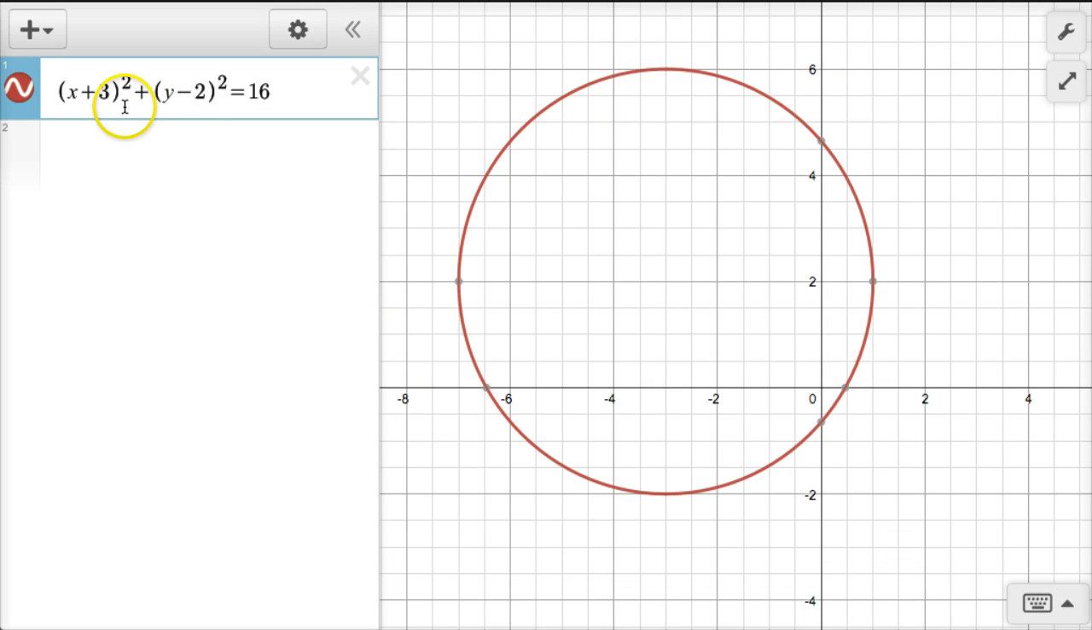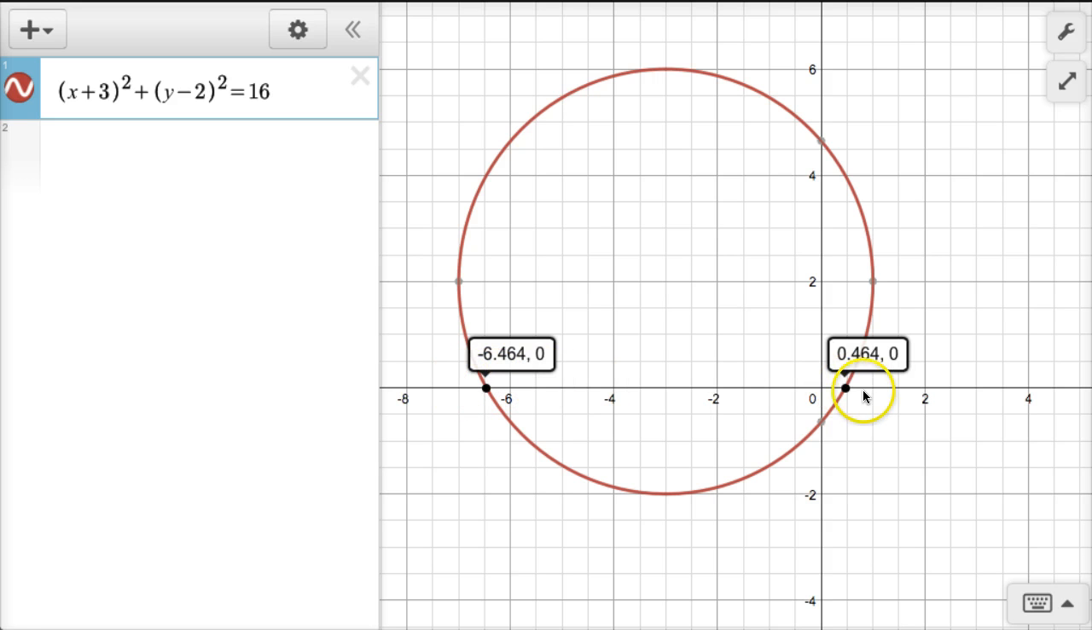We can graph this circle. So here's the circle that we have right here. Same equation, (x + 3)² + (y − 2)² = 16. Now if we go to our graphing calculator, we can find our intercepts pretty easily here. So you can check your intercepts from these values.